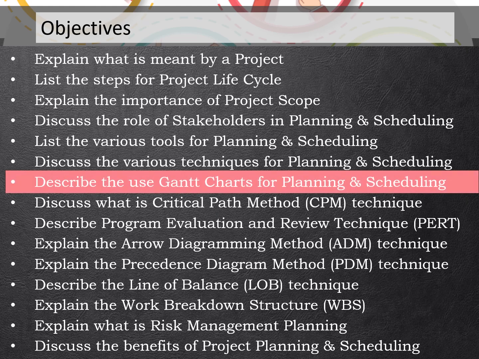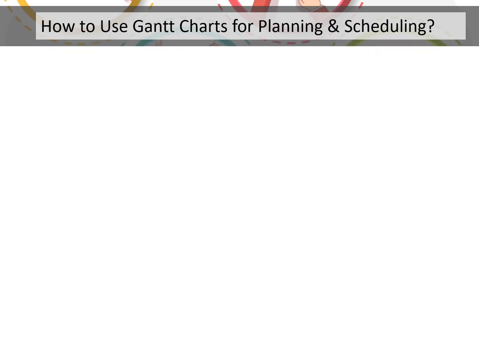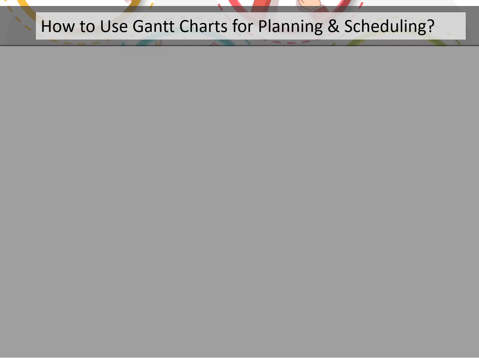Describe the use of Gantt charts for planning and scheduling. How to use Gantt charts for planning and scheduling.